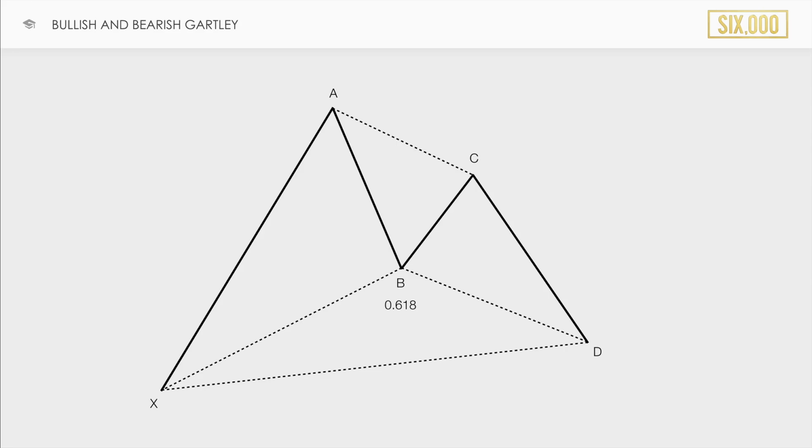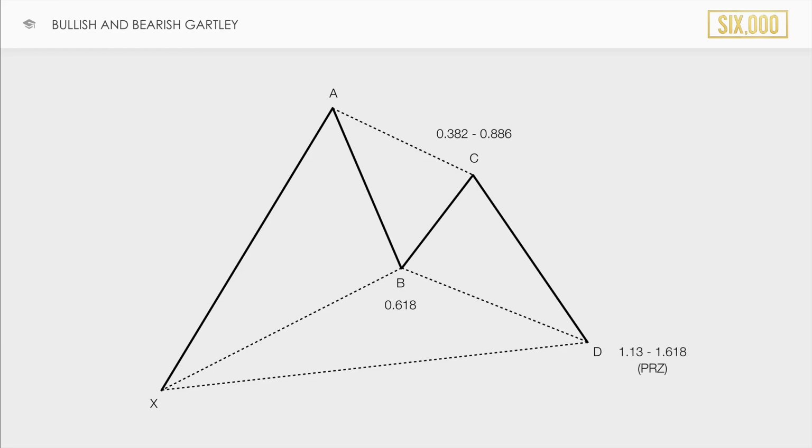The B point is a strict 0.618 in this situation. Of course, there is a small allowance. There's a small degree of flexibility within that measurement that determines the pattern valid or not, but we're really looking to confirm that exact 0.618 measurement. The C point is 0.382 to 0.886. We really need to confirm that minimum 0.382 measurement. That can be the wick of the candle. And the maximum 0.886, we really don't want to go too far beyond that. And we want it to be as close to that 886 as possible.